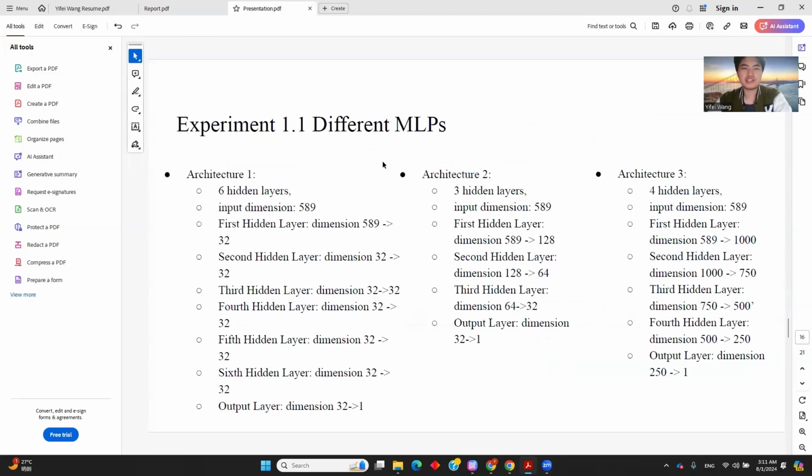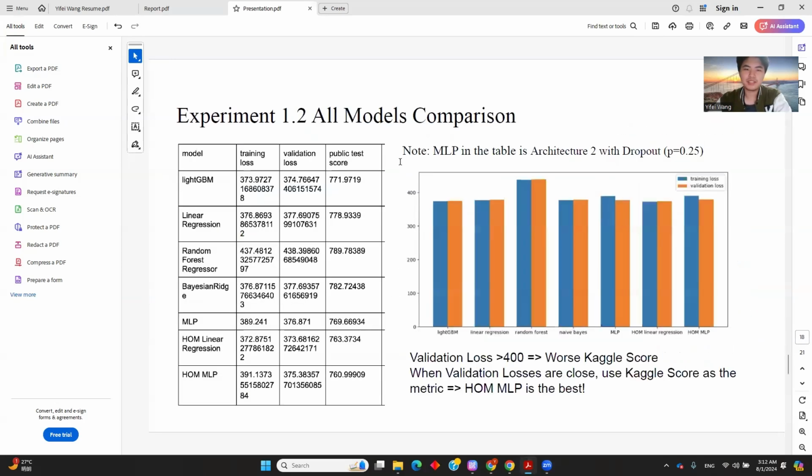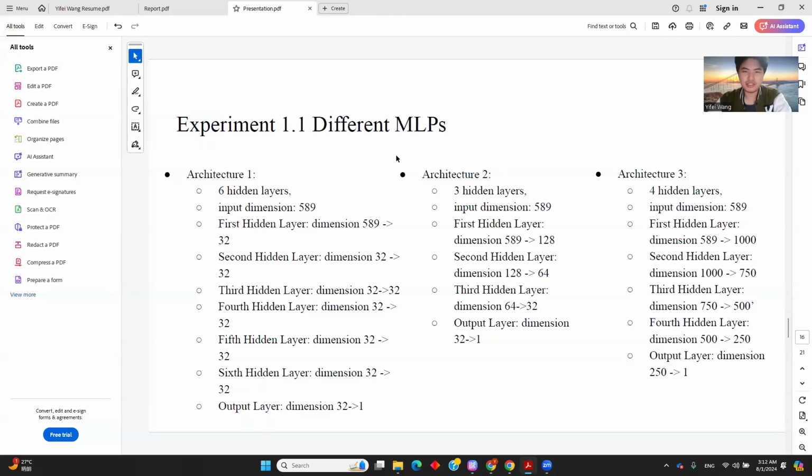We also did some other explorations in the MLP. We tried 6 hidden layers, 3 and 4 hidden layers, with different dimensions. We also tried different dropout rates like 0.5 or 0.75, and some other activation functions. We also tried other optimizers, because we did not use stochastic gradient descent in the MLP; we actually used Adam. Adam and SGD are pretty much the same in our project. Eventually we ended up choosing this architecture for our MLP because the loss value is significantly lower than the other two architectures.